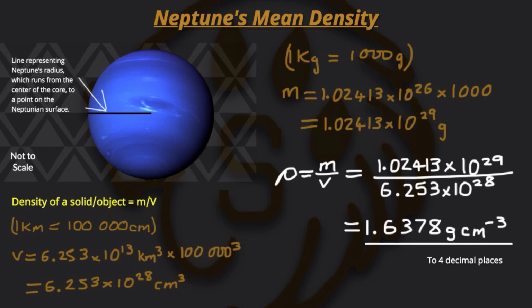So we then come to our formula, which is rho, density, is equal to mass over volume, which is equal to the mass which we have calculated and converted to grams. You can just calculate straight away as kilograms per cubic kilometers. It's still fine. So after dividing the mass by the volume, we get 1.6378 grams per cubic centimeter, which is our rho, the mean density, to 4 decimal places.